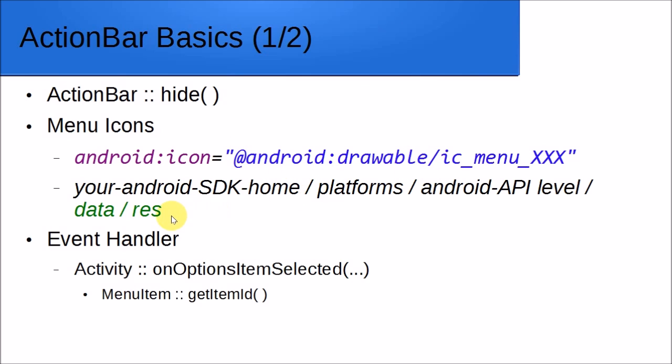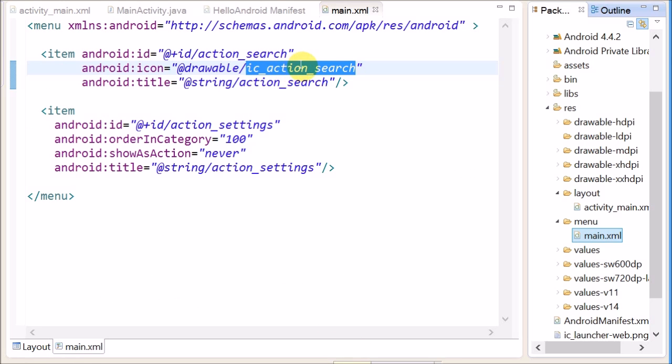A system icon is something that's stored along with the Android operating system. So on your hard drive, you can find the system icons at this location, your Android SDK home /platform /Android API levels. The data /res resource folder has the system icons that are available to you. So I'll just stuff it in here.